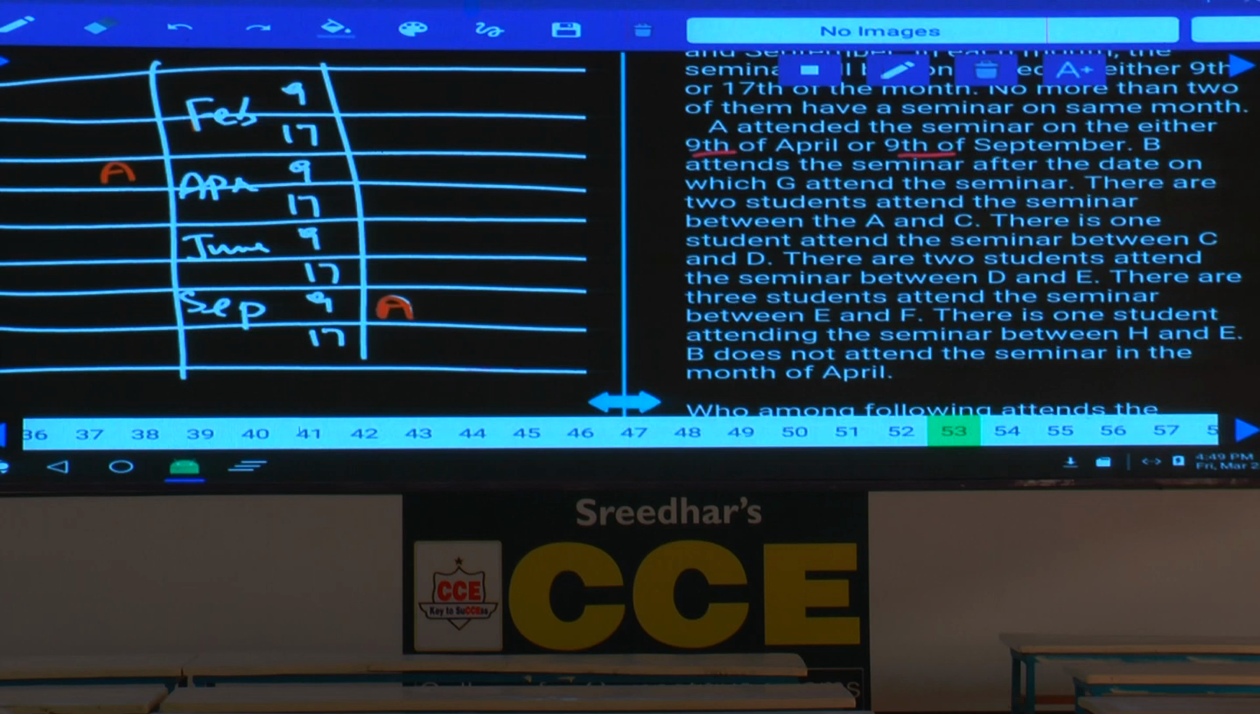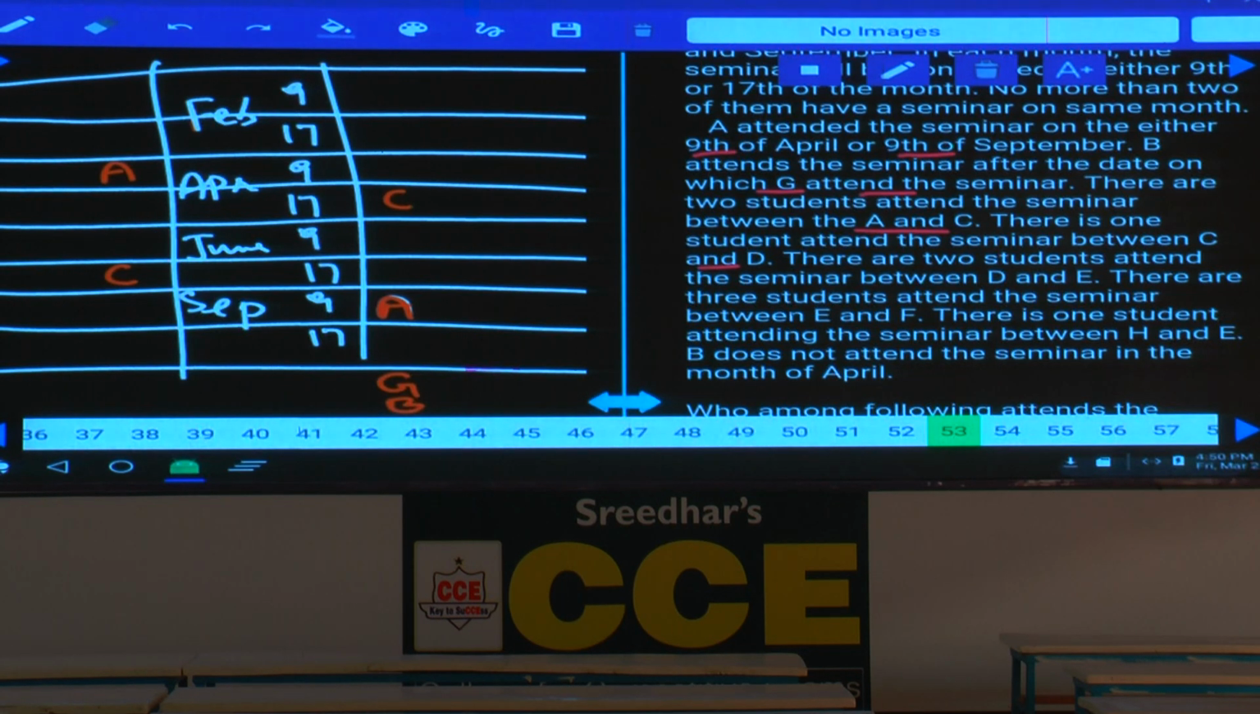Next one, B attends the seminar after the date on which G attends the seminar. B is after G. As the word immediate is not given, it is anywhere after this one. There are 2 students who attend the seminar between A and C. Between A and C, tell me how many persons are there? There are 2 students. Here also there are 2 students between A and C. C must be on June 17th. And there is 1 student who attends the seminar between C and D.